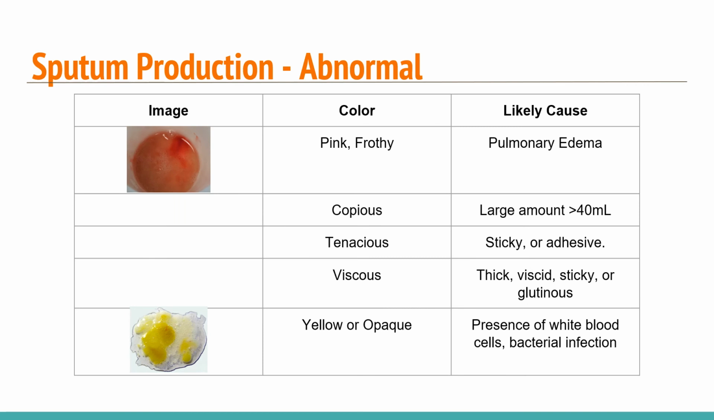Pink frothy, I know we saw some of that, and again, it might not be super pink, it might be just real pale colored. I think of our sheep lungs, and we had this last time too with the new group. You could see some of the frothy stuff coming up. So pulmonary edema, copious is considered greater than 40 mils. That's considered a large amount.